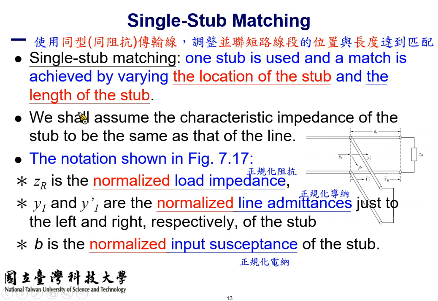So for single stop matching, one stop is used, and the match can be achieved by varying the location of the stop as well as the length of the stop. We assume the characteristic impedance of the stop to be the same as the rest of the line. We also know that lowercase z and lowercase y are the normalized impedance and normalized admittance, and B is the normalized input susceptance of the stop.